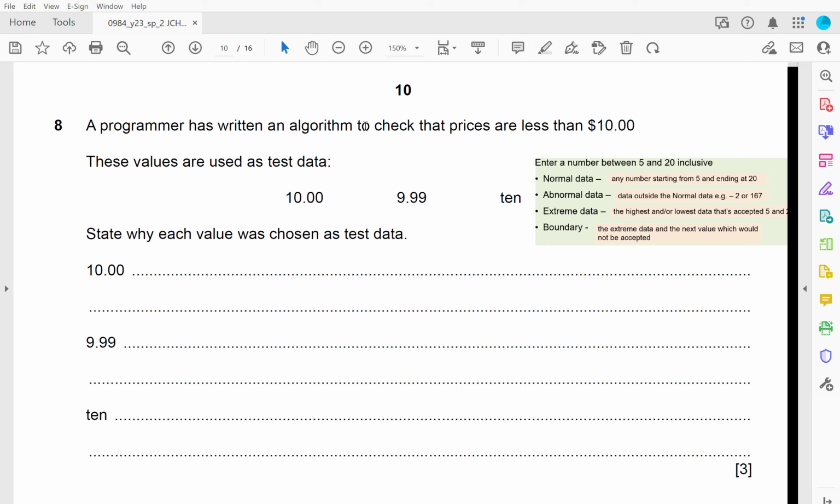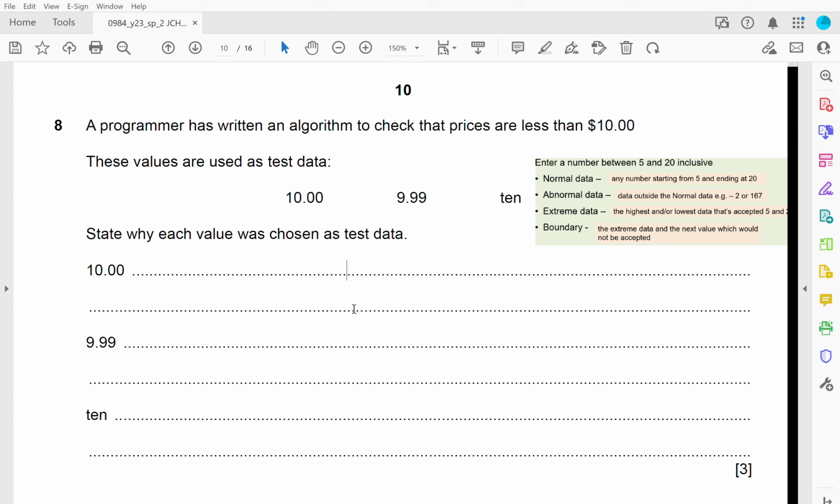Okay, question 8, test data. So we've been given a statement in the question. A programmer has written an algorithm to check that prices are less than $10, and then these values are used as test data, and we just need to state why each one was chosen.